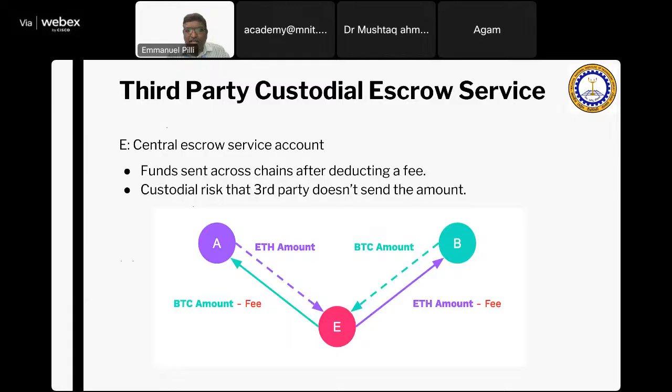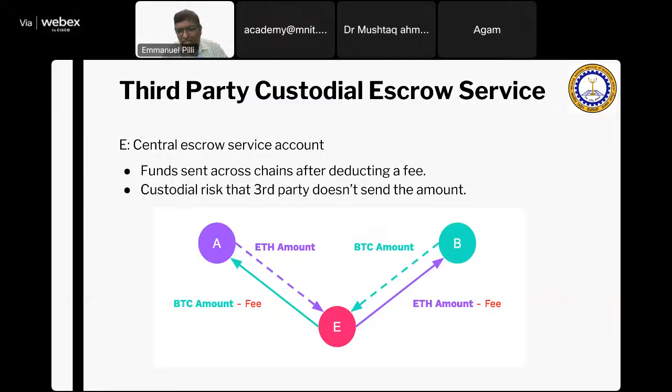The third party custodial escrow service, if you look at it, so there is an E, which is an escrow service. The funds are sent across chains after deducting a fee. So when I want Bitcoin amount to be sent to escrow, I have to pay some fee. The Ethereum amount, I have to spend some transaction fee. Then when the amounts are exchanged, again I have transaction fee. So finally, escrow is the beneficiary, but A and B are losers just because they are doing the transaction.